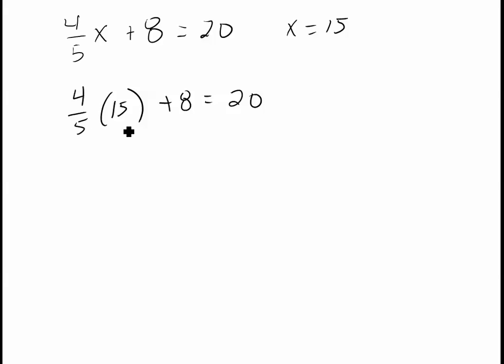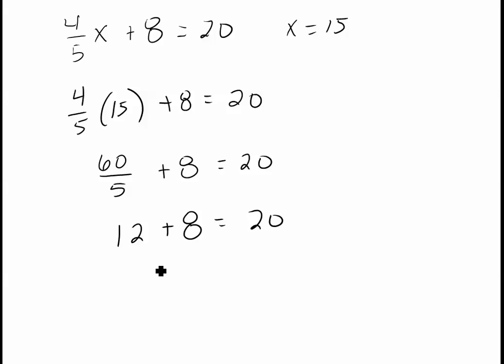And 4/5 times 15 is 60 over 5, plus 8. 60 over 5 is 12, because 60 divided by 5 is 12, and 12 plus 8 is indeed 20. And we've checked our work just in case. If we had a calculator, we could do this on the calculator as well.